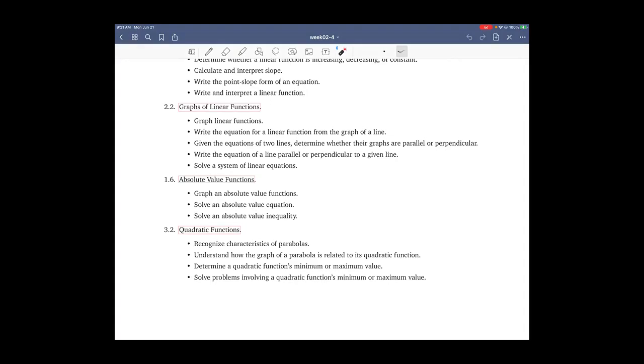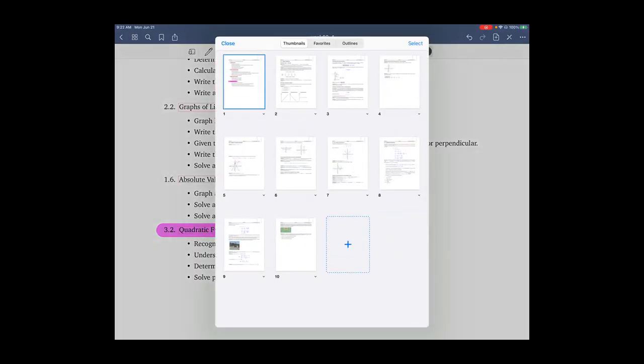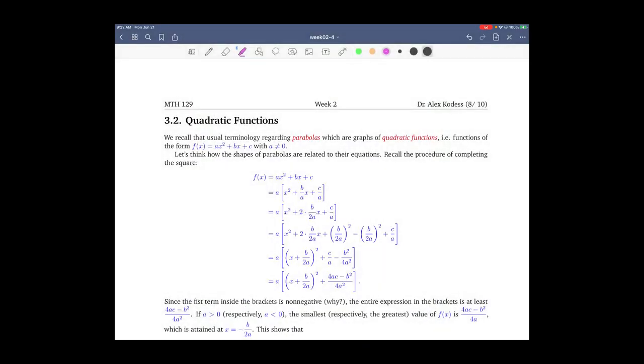Welcome to part 4 of week 2. Today we will talk about quadratic functions, parabolas. So you know, of course, that the graph of the standard quadratic function y equals x squared is the parabola.